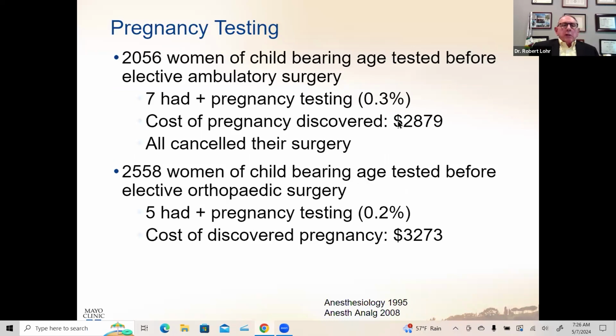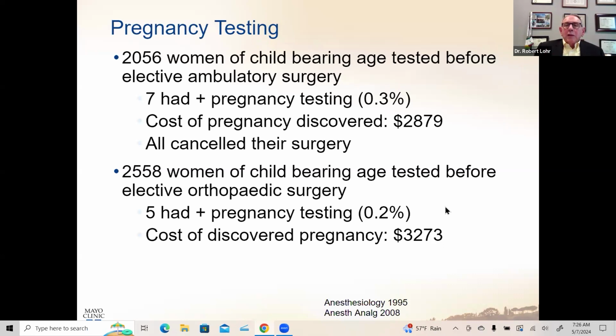These are 2 studies, pretty good size, where they subjected every woman of childbearing age to a pregnancy test. The first study was before elective ambulatory surgery, and the second was elective orthopedic surgery. Now, the incidence of pregnancy in women who didn't know they were pregnant was very low, 0.3% and 0.2%. And as you see, it costs a little bit to test everybody. The second study is more because it's a little bit more recent.